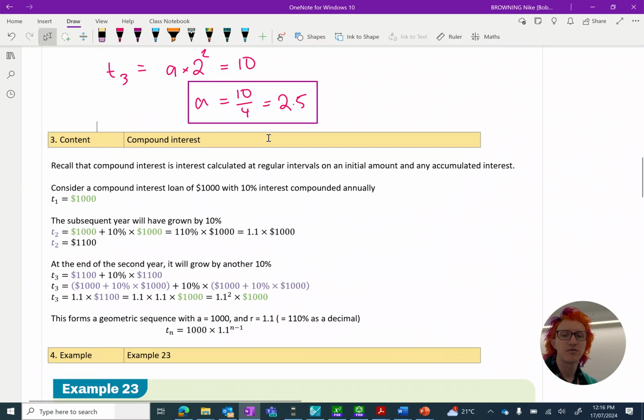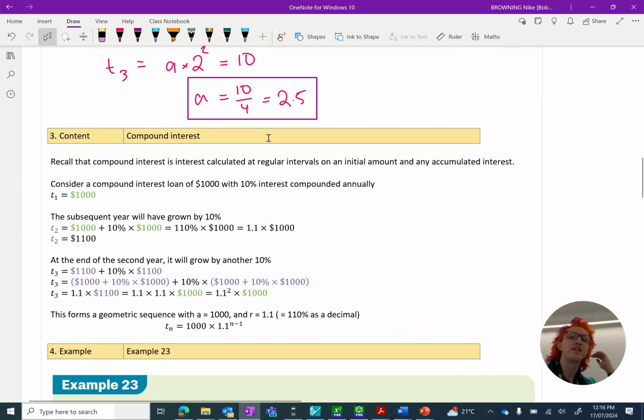All right, compound interest. First, we need to remember that compound interest is interest calculated at regular intervals on an initial amount and any accumulated interest between. So we start with $1,000. If it's compounding annually with a 10% interest, the second year it will have an extra 10% of that $1,000, or 110% of the original amount, or 1.1 times 1,000. 1.1 just being our decimal form of the percentage, and that's equal to 1,100.